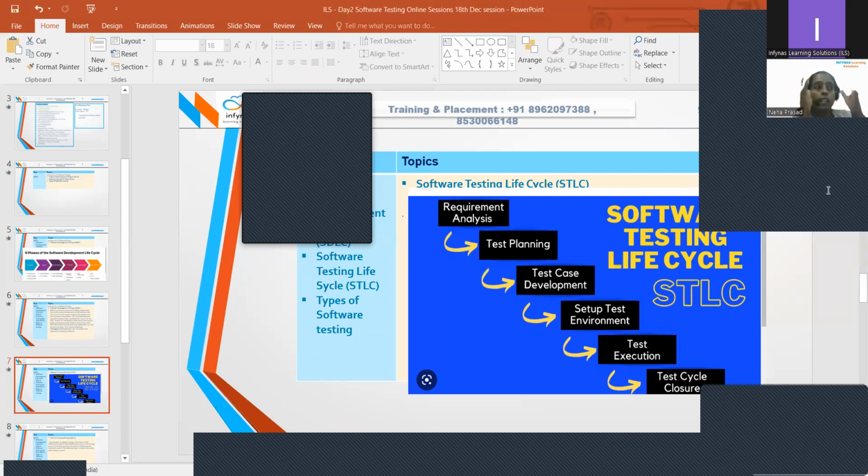So test planning is a document. Test planning is generally a document which talks about these steps in detail: why you are testing, what was the problem before, why you want to do the testing of this project, what it is that you're going to test, what is in scope of this application testing, and what is not in scope, guys.